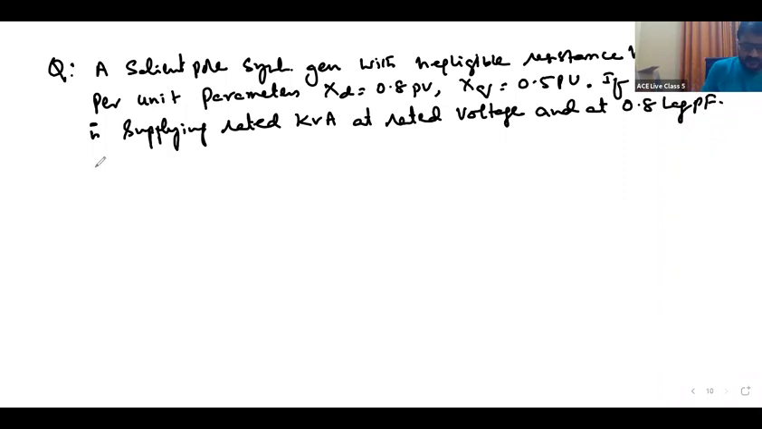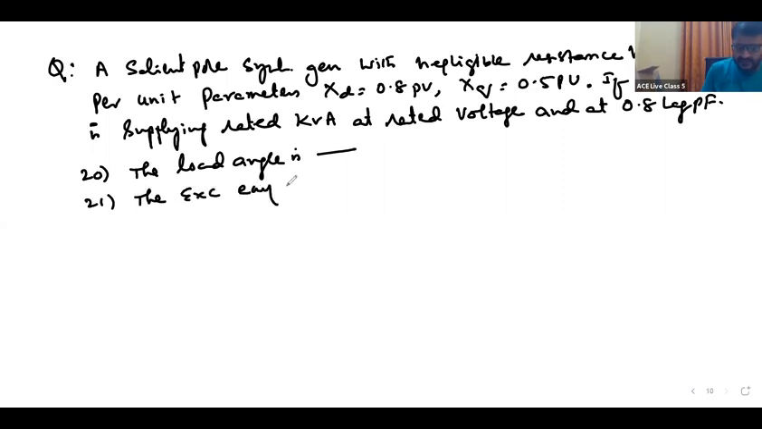question number 20: the load angle is dash. Question 21: the excitation EMF is dash. Similarly, the regulation is dash. This is a question for you.